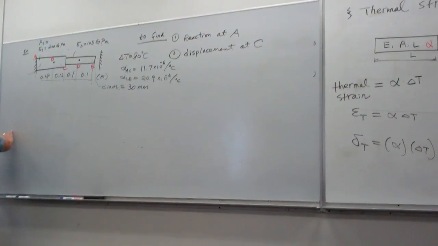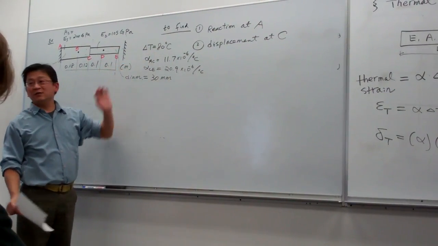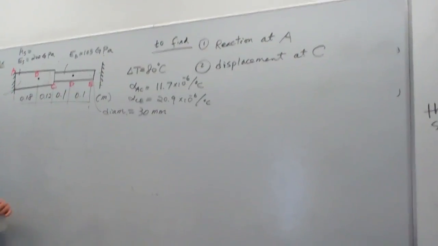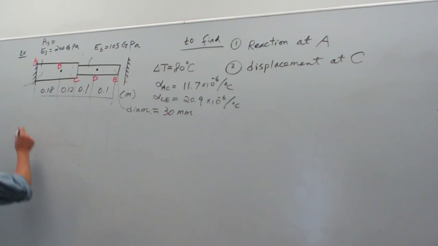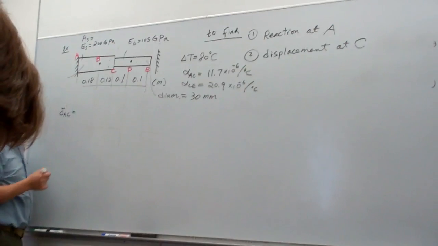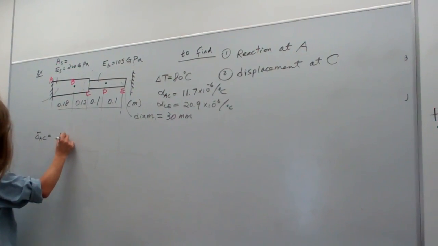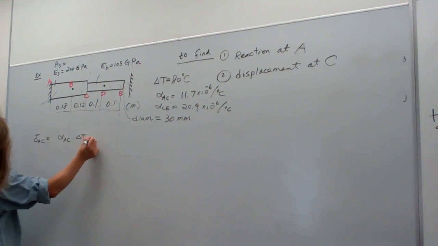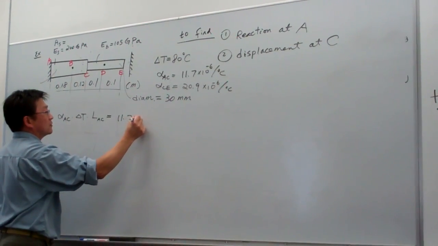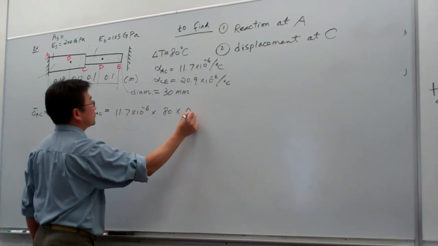So the solution is similar to this. The first one, due to these thermal loadings, we should be able to calculate what is the deformation in AC? Deformation in AC in this segment, simply we pick up that formula, that is alpha times delta T times the length of the AC. So for this case, it's 11.7 times 80 times 0.3 meter.